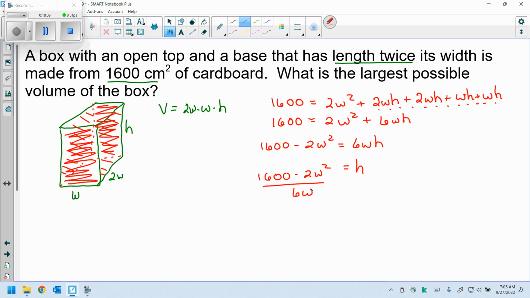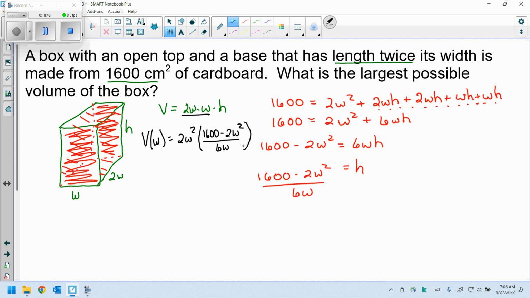Well, then our volume, in terms of the variable W, can be written as 2W squared times this 1,600 minus 2W squared over 6W. And the volume is all in terms of W.